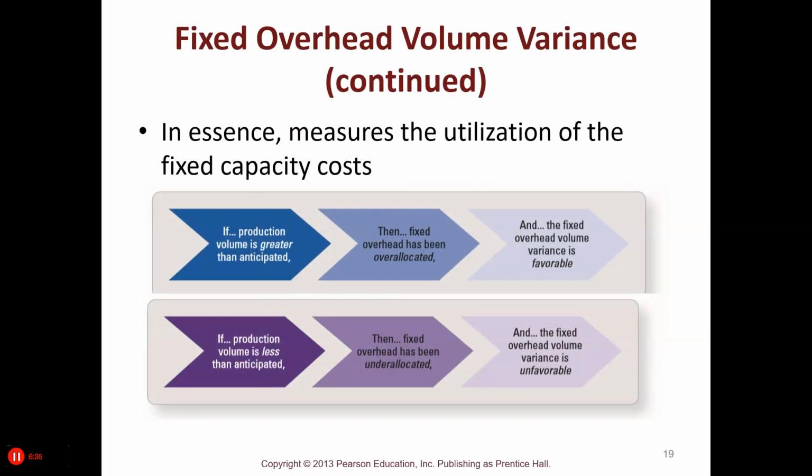So, in essence, it measures the utilization of the fixed capacity costs. If production volume is greater than expected, then fixed overhead has been overallocated and the fixed overhead volume variance is favorable. If production volume is less than expected, then fixed overhead has been underallocated and the fixed overhead volume variance is unfavorable. I hope that helps.